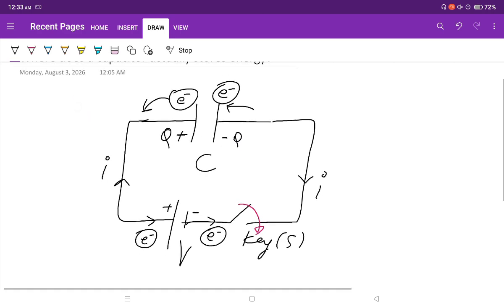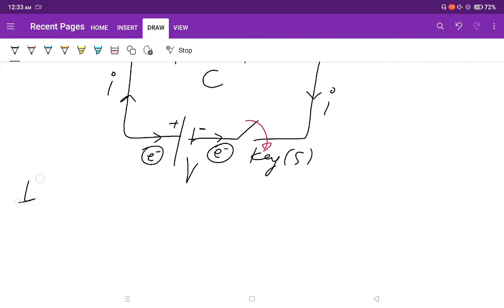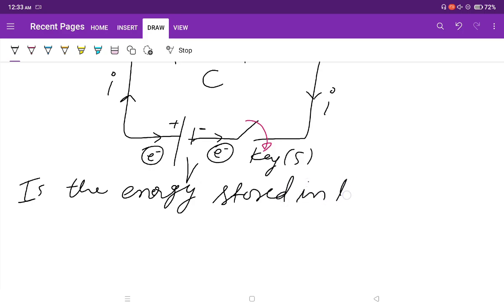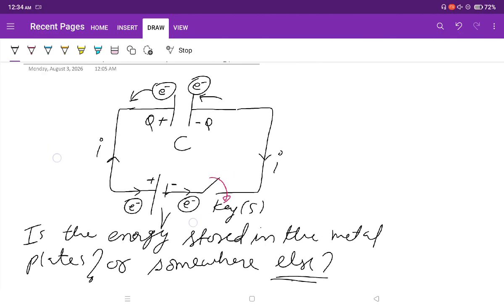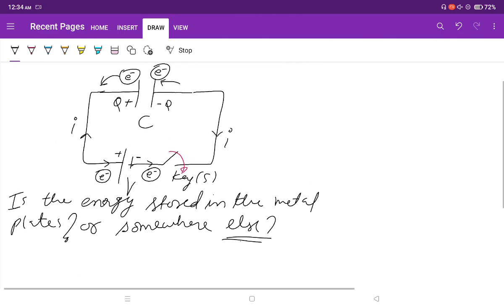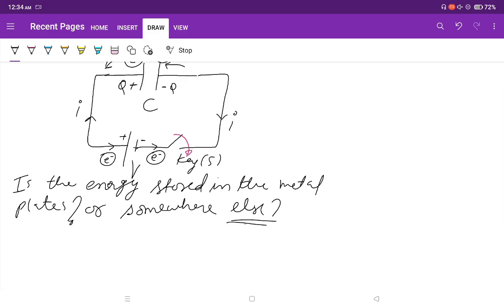Now when you charge this capacitor, is the energy stored in the metal plates or somewhere else? So where is this energy stored? What do we say? The capacitor is the energy storing device, the charge storing device. It stores the energy.